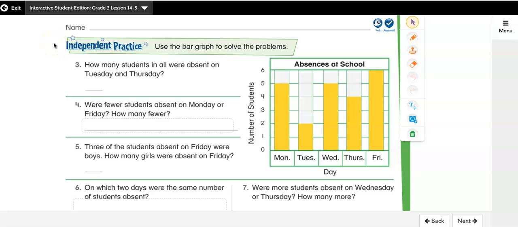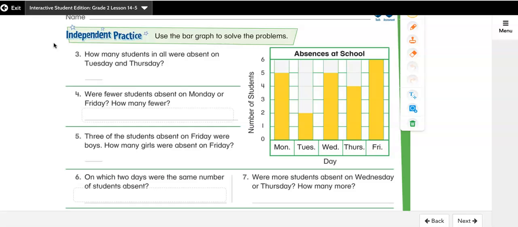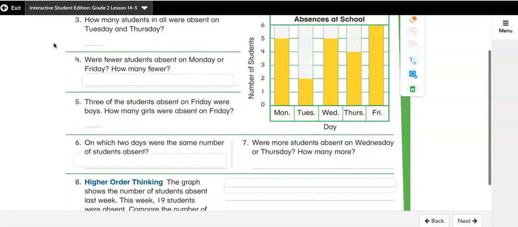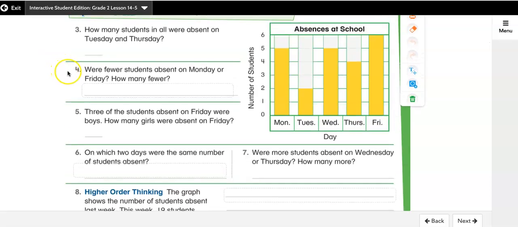All right, now we're on to independent practice. It says, use the bar graph to solve the problems. Today, friends, I'm going to be working on doing all the even problems, and I'm going to leave the odd ones for you to work out on your own when I'm done teaching here, so that way you have some practice before your quick check.